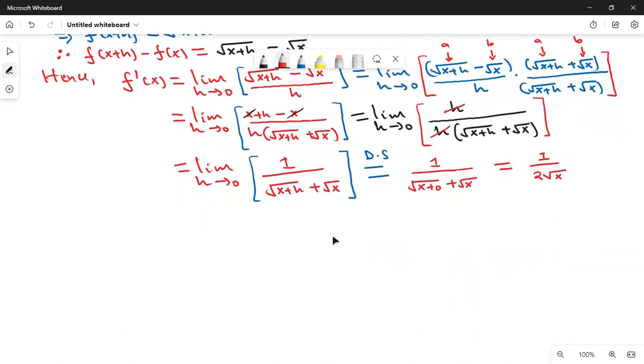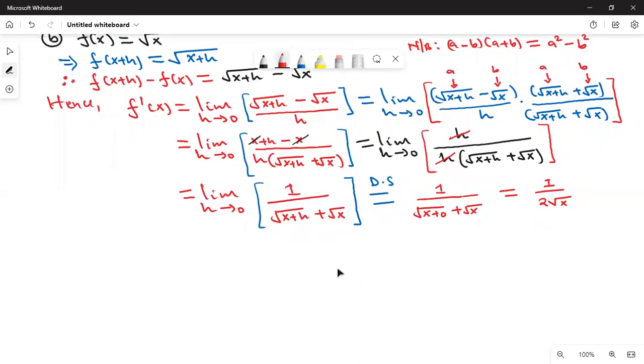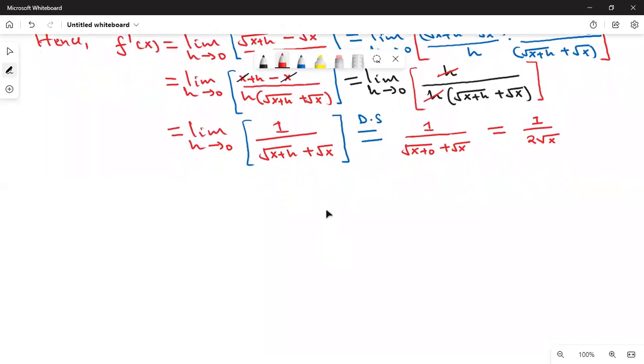Another example, I'll write part C. Part C is this function. You are given that f of x is equal to 3x divided by 1 minus 5x. We need to find f prime of x.